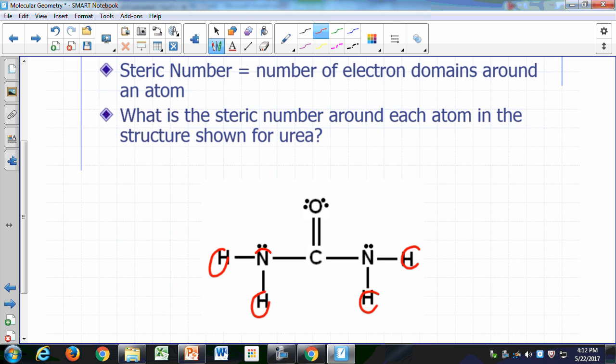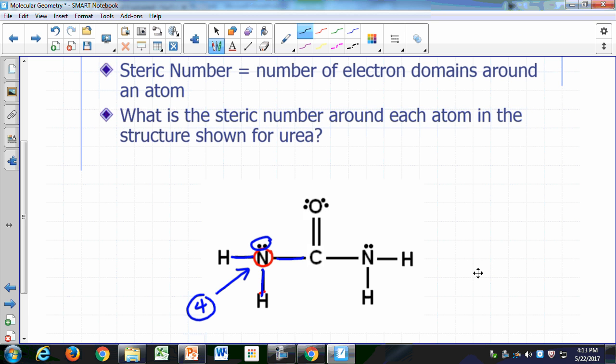So this nitrogen right here, let's look at that. It's got 1, 2, 3 single bonds and a lone pair. So the steric number for this nitrogen right here is 4. There are 4 groups of electrons, or 4 electron domains, that are sticking out of that atom.